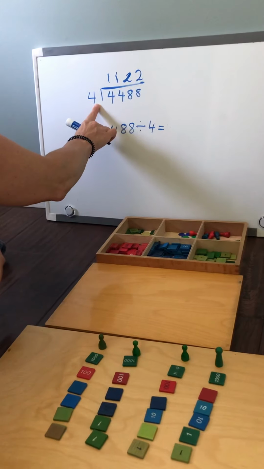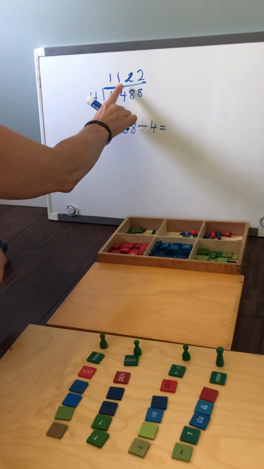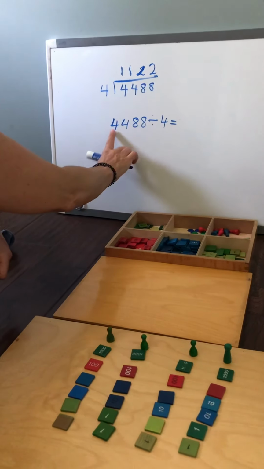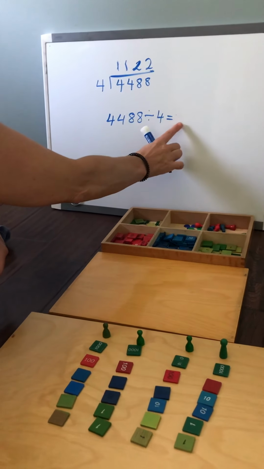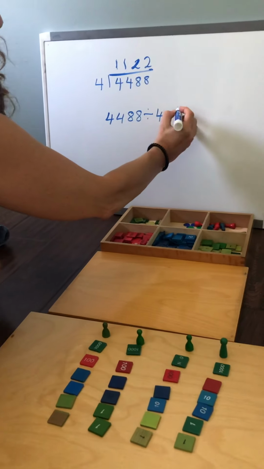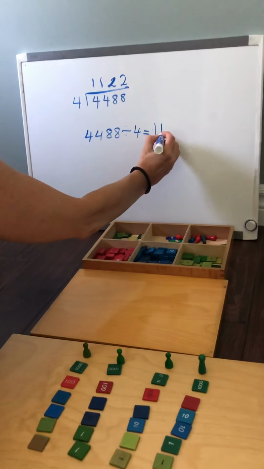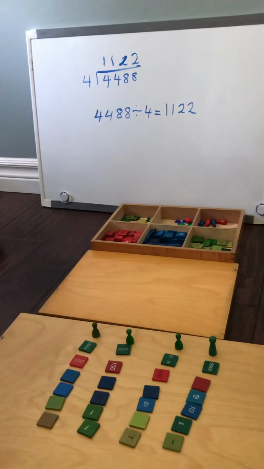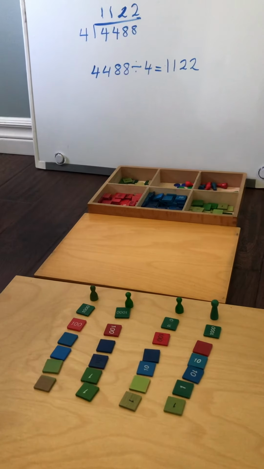4,488 divided by 4 is 1,122. When we write our equation like this, 4,488, in this case, when we write the quotient, you can just write 1,122. There you go, and I think that's the answer to Keon's word problem.